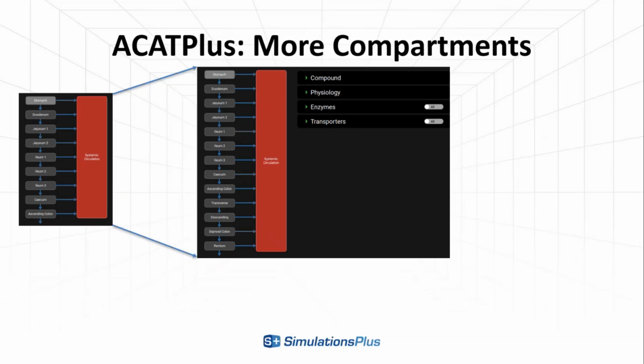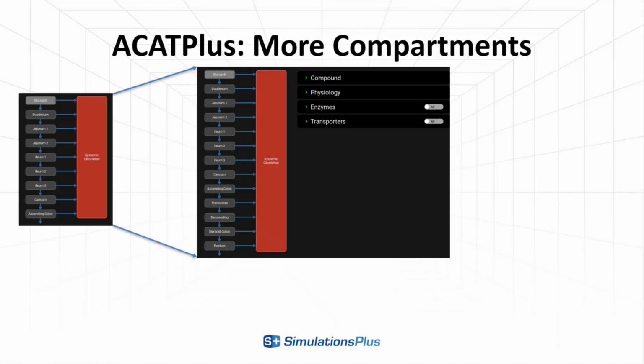In order to simulate a compound with very low permeability or a modified formulation to deliver the drug to the colon, extra colon segments have been added to the ACAT Plus model. Here on the left side, you can see the ACAT model with the ascending colon being the last segment. If you switch to the ACAT Plus model that you see here on the right, you can see that some extra colon segments have been added. So you have the transverse, the descending, the sigmoid colon, and the rectum.